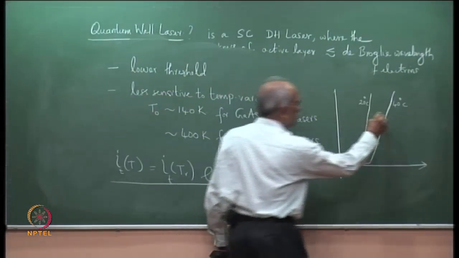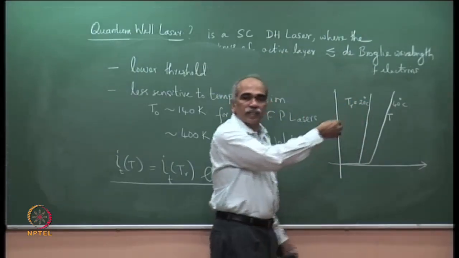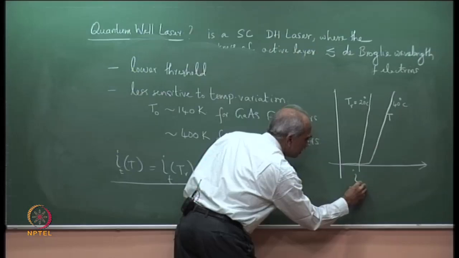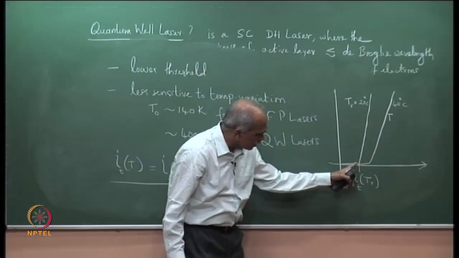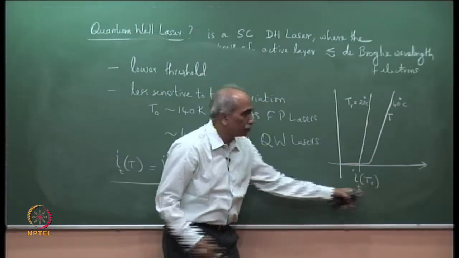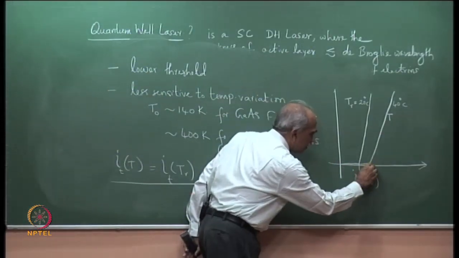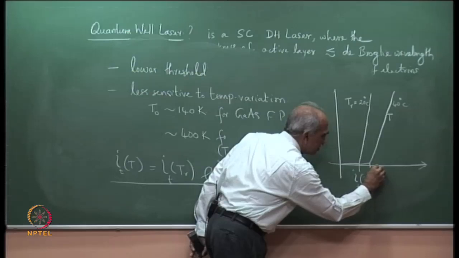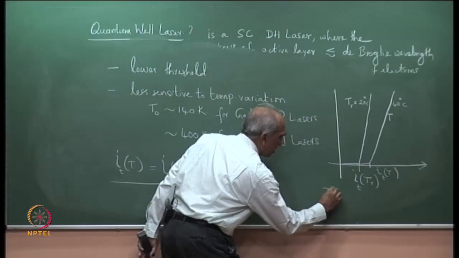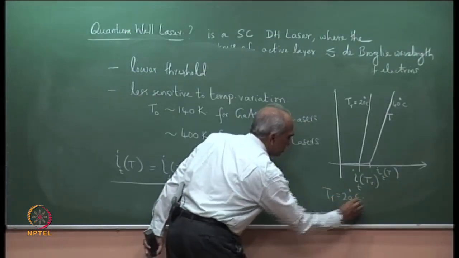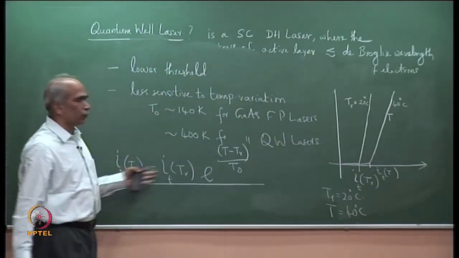Okay. So here, this is T, this is TR. If you know the threshold current at a reference temperature, this is I_T(TR). I am just illustrating what this means. This is the threshold current. Now here, for I_T at T, T is equal to 40. In our case, TR is equal to 20 degrees centigrade and T is equal to 40 degrees centigrade. I am taking an example to illustrate what it means.